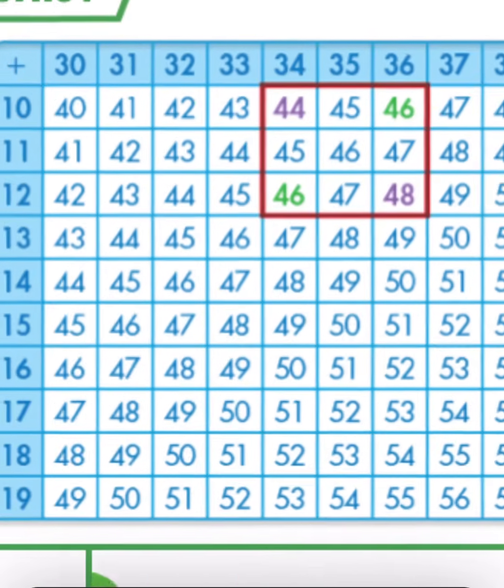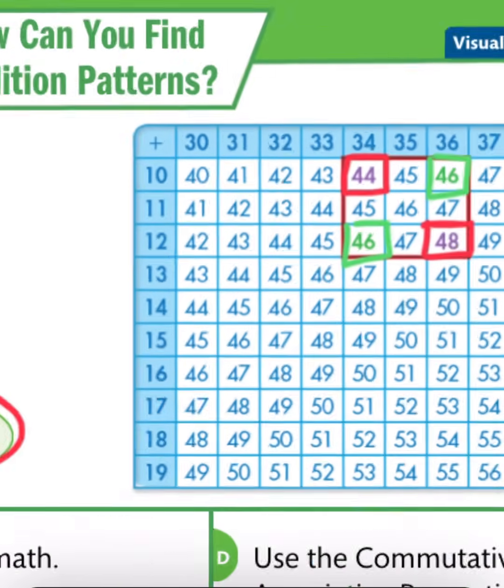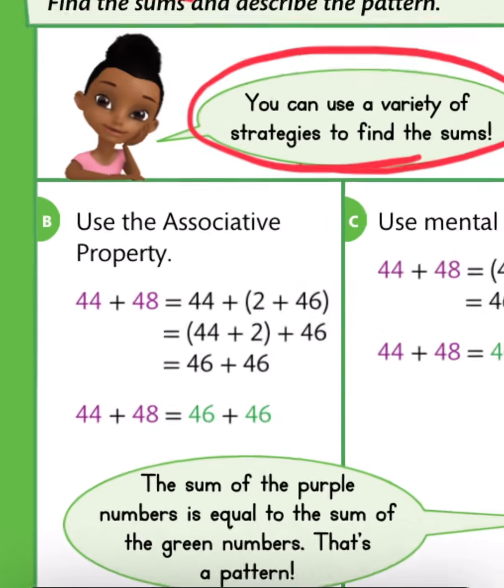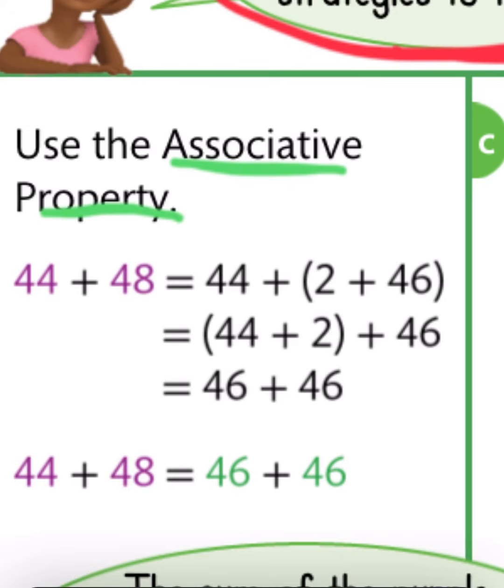So again, she took 44 plus 48, added those two together, and then she also added the two green numbers together, 46 plus 46. All right, she did that in a few different ways. First way she used is the associative property. And in our previous video, if you recall, the associative property tells us that we can group numbers differently and still get the same answer.